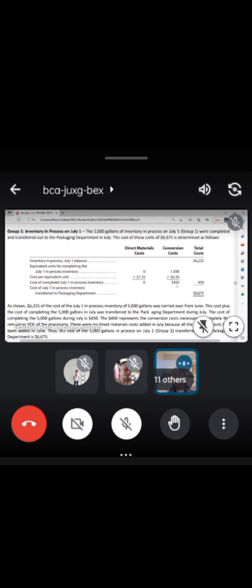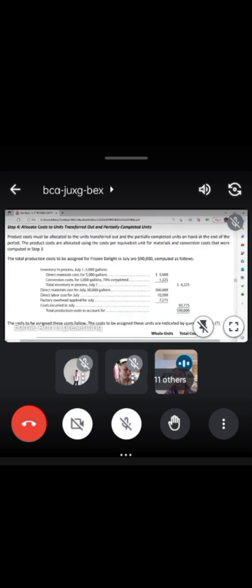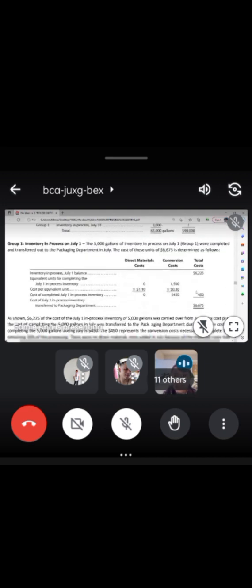6,225. Remember, this is from last month: direct materials of 5,000 and conversion cost of 1,225, a total of 6,225. It is the cost of beginning inventory carried over to July from June. This is the cost of the 5,000 inventory from June.